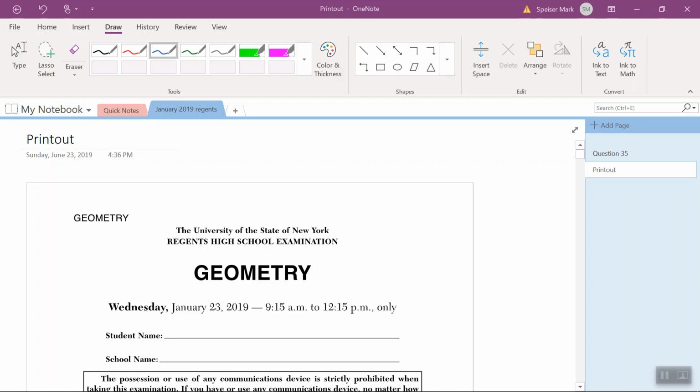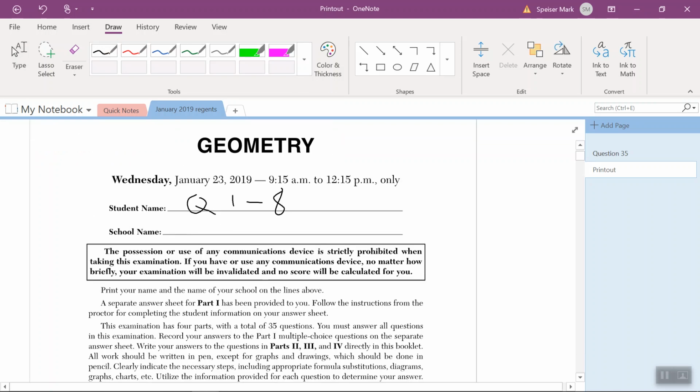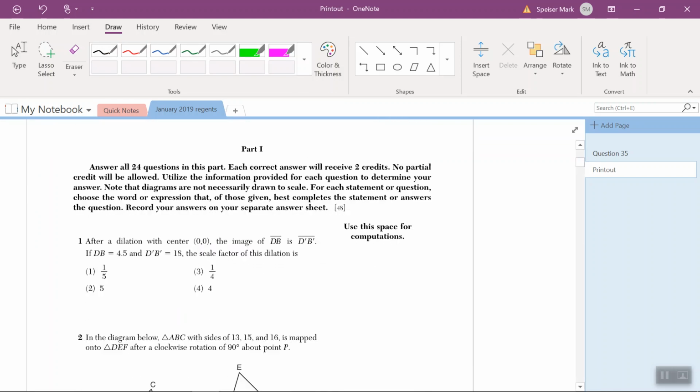This will be the first 8 questions of the January 2019 Regents, questions 1 through 8. Multiple choice. Let's start with question number 1.